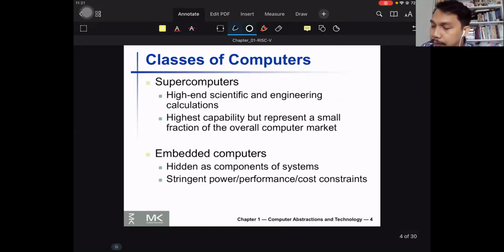We also have supercomputers. The main purpose of a supercomputer is not, of course, for doing Facebook and searches at Google, but for sure, Google and Facebook have their own supercomputers. It's a high-end scientific and engineering calculation type of computer.